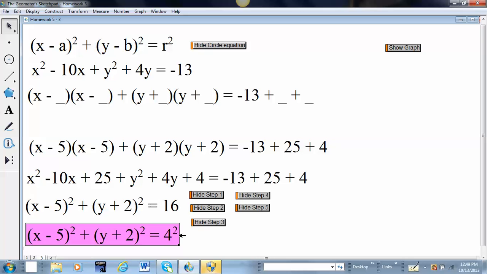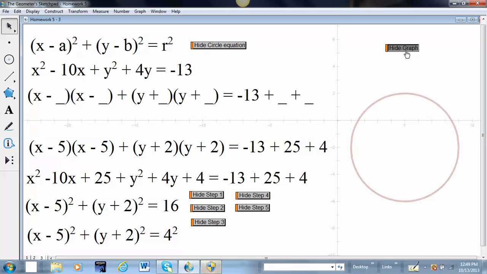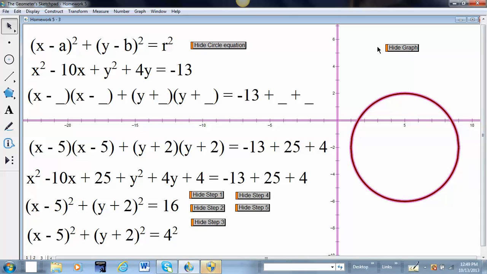We turn that 16 into 4 squared just to show us our radius. And we have the center of our circle, which is just 5 and negative 2, and then our radius is 4. So we can just plug that in our graph here, and bam. So there it is. There's completing the square. It makes the graphing process much easier.